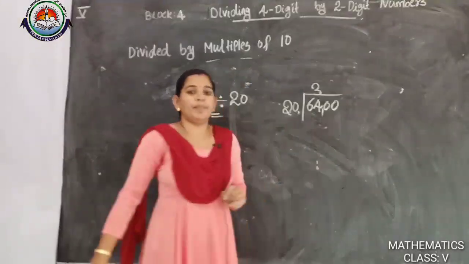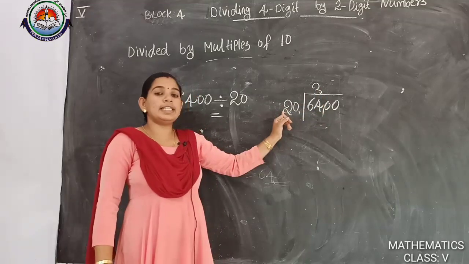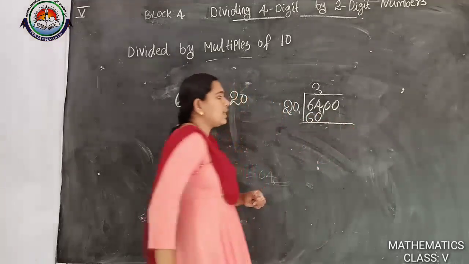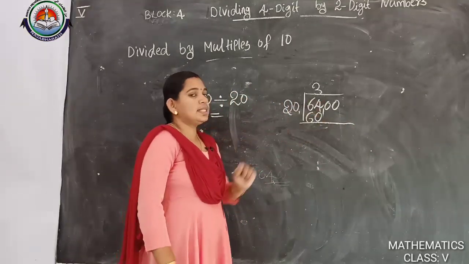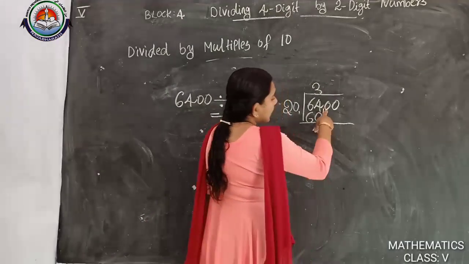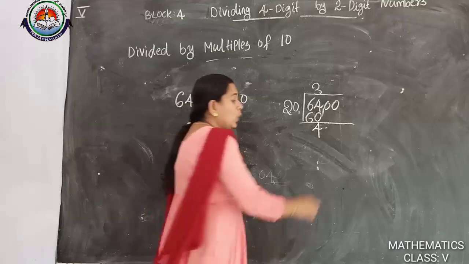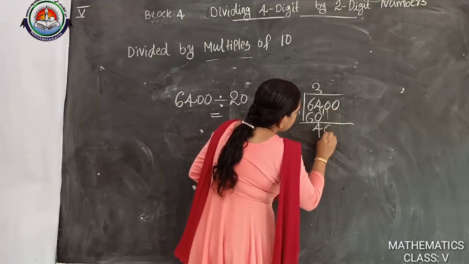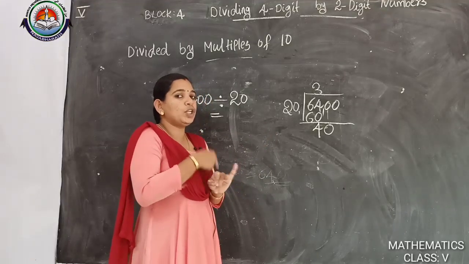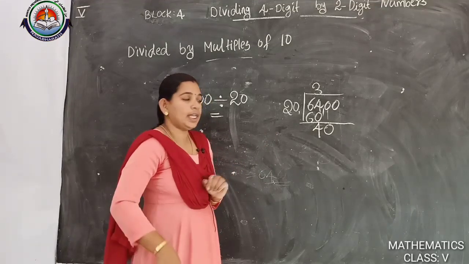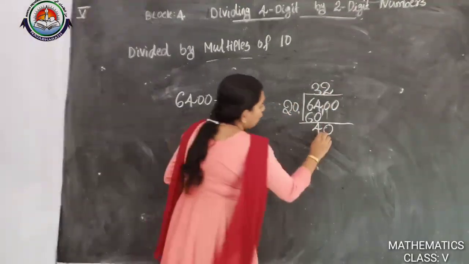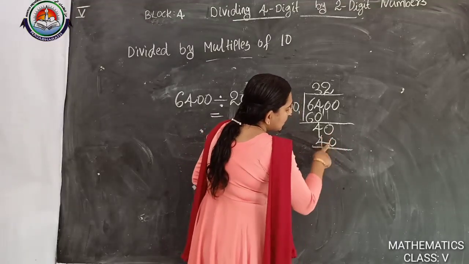3 into 20, 3 into 2 is 6. Then put 0. 64 minus 60 is 4. Then the second digit, 0, we bring down here. In 40, how many 20s are there? 1 twenty is 20, 2 twenties are 40. So here 2. 2 into 20 is 40. 40 minus 40 is 0.